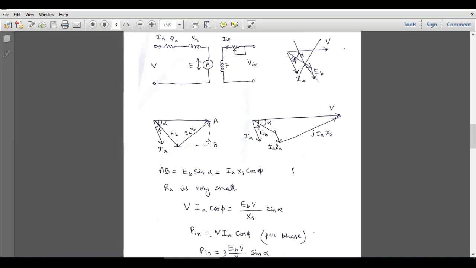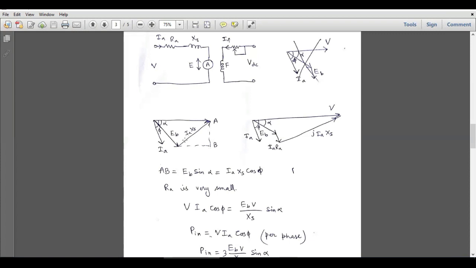Similarly, this AB can be represented in terms of this IAXS vector, and we have this angle phi between V and IA. So the angle between AB and IAXS will also be equal to phi, because the angle between two lines is the same as the angle between their perpendiculars. Now this voltage vector is the perpendicular of this AB vector, and the perpendicular of this IA vector is this IAXS vector. So the angle between this voltage vector and the IA vector will be equal to the angle between this IAXS vector and this AB vector. So this angle is phi.